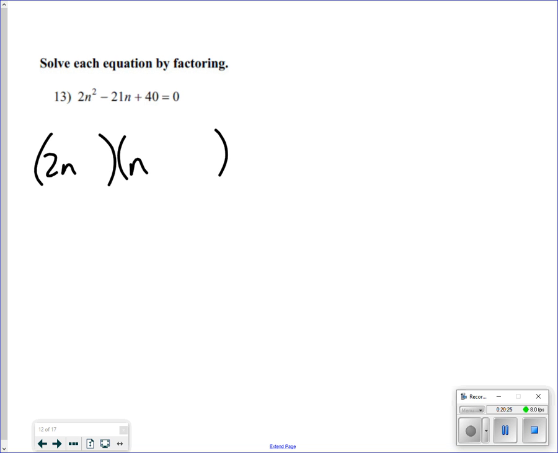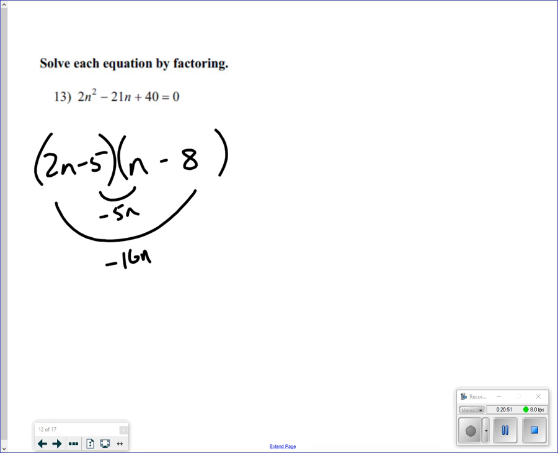So factors of 2n squared would be 2n and n, and then I need factors of 40. And so again, this is the guess and check. So I'm trying to guess two things that multiply to be 40, and I'm kind of looking at the negative 21 and trying to decide, okay, what would be best? So I'm going to go with a negative 5 times a negative 8. So that is a possibility for 40. Check, negative 5n, negative 16n, and it does add up then to the middle.